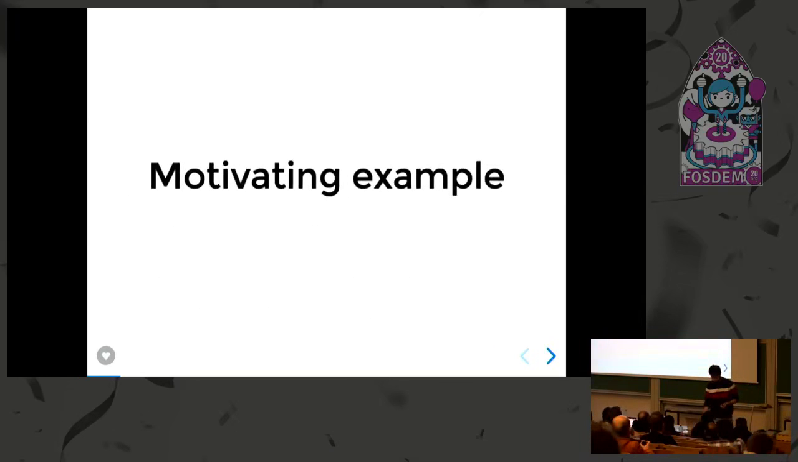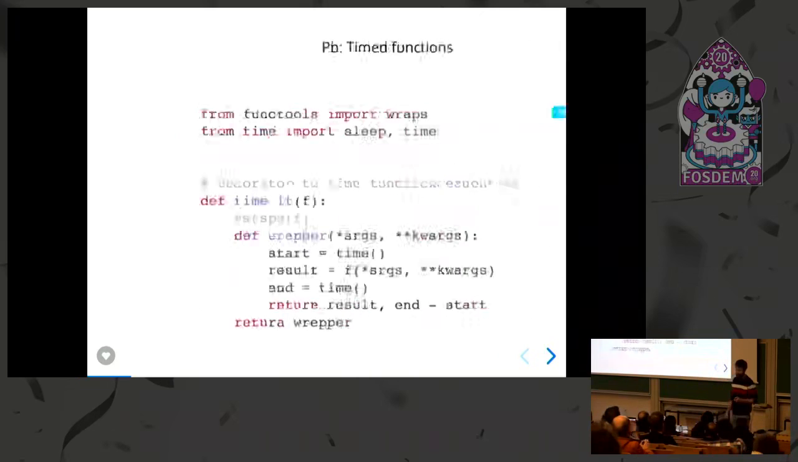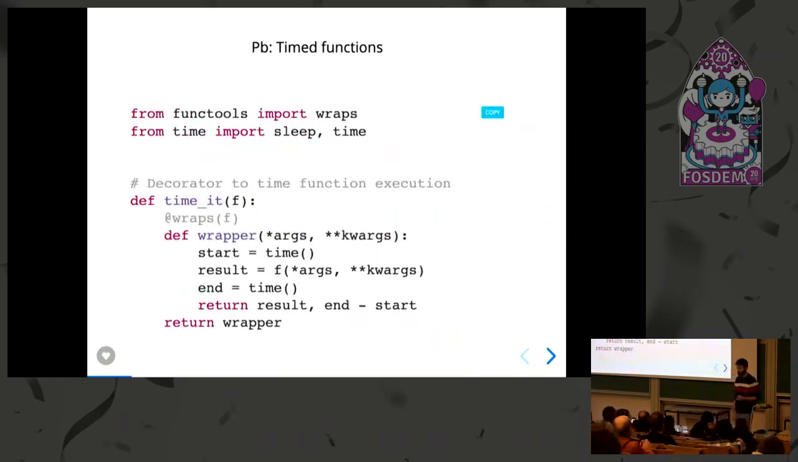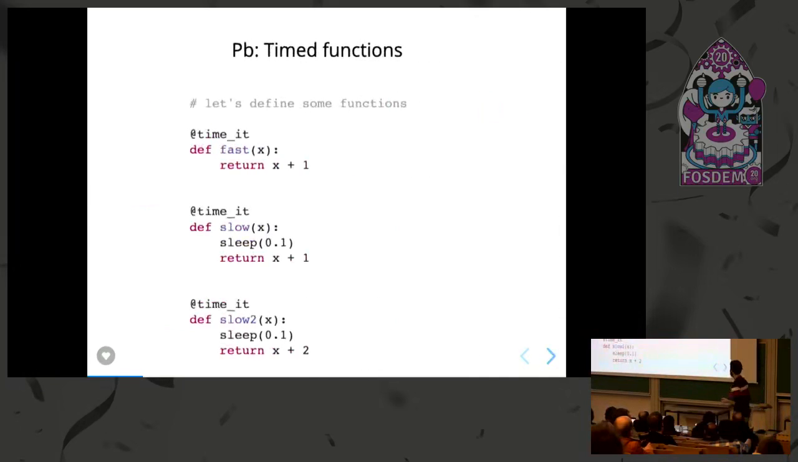So let's start with a motivating example. Let's say that we want to time some functions, that is, to measure the time of execution of some functions. One way you can do it is to create a function decorator like this, which starts the timer before the execution of the function and ends the timer after the execution, and then returns the results and the time of execution. So let's have some functions, and let's use our new decorator.